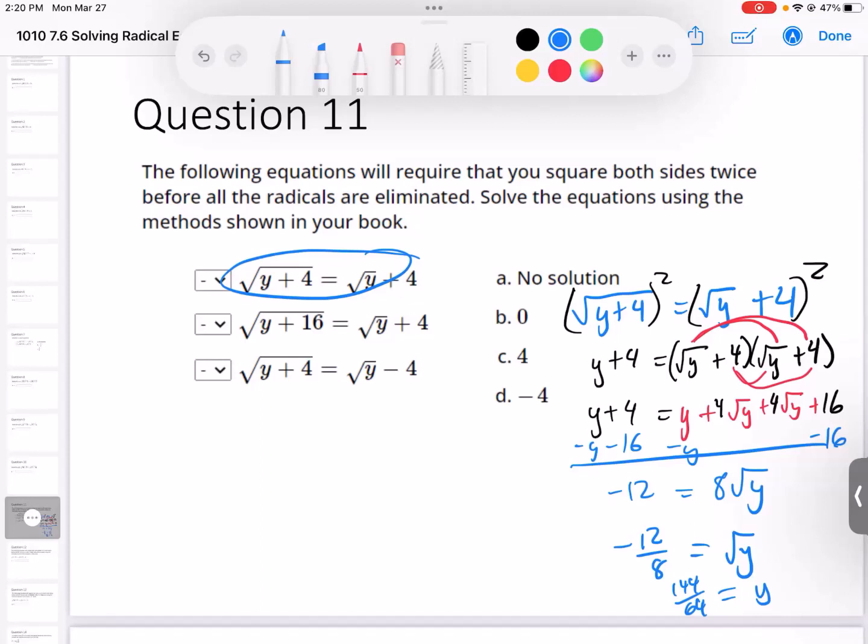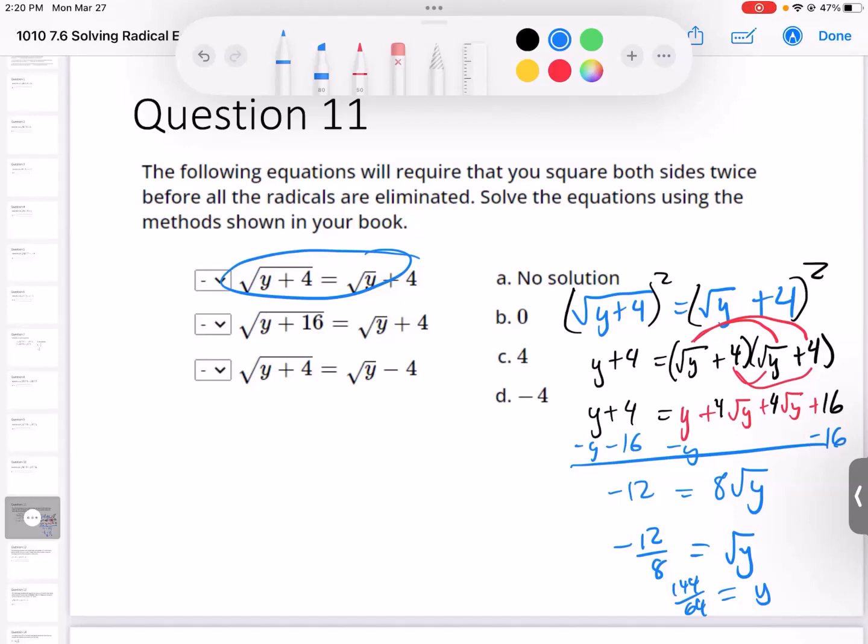So any questions on that, on how to solve these ones that require squaring twice? Okay. And by the way, they will usually tell you in the question that it requires squaring twice. So that can be a nice little hint there.